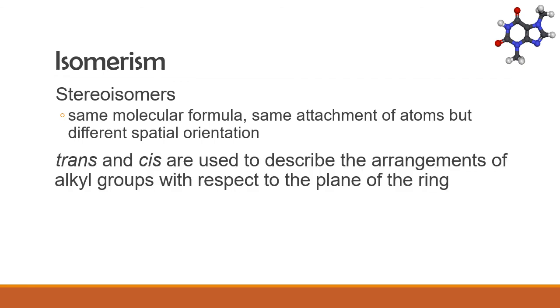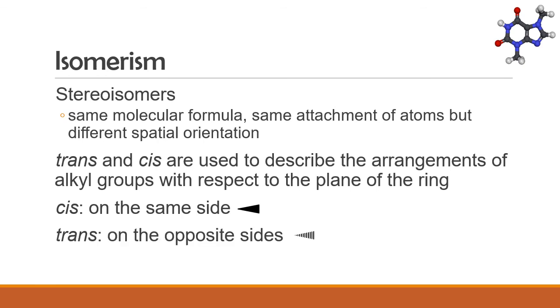Trans and cis are used to describe the arrangements of the attached atoms with respect to the plane of the ring. Cis means that the attached functional groups are on the same side. They are represented by a solid wedge. Trans means that the attached functional groups are on opposite sides and they are represented by a solid wedge and a dashed wedge.